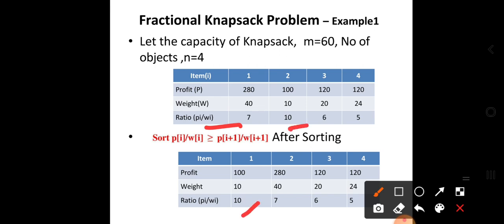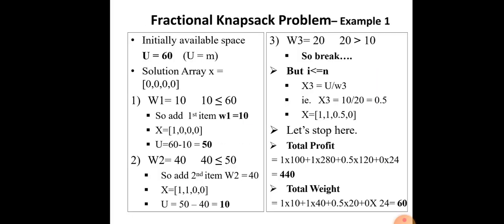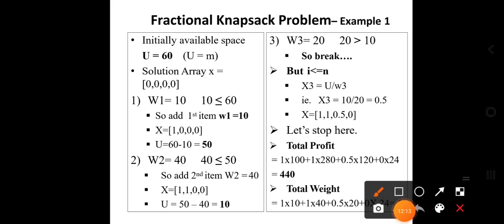So 10 is first assigned, then 7, 6, 5. So in the next case, initially, what is the available space, the knapsack size? That is 60. So initially our solution vector is 0. There are 4 objects, so the weights of all 4 objects are assigned 0.